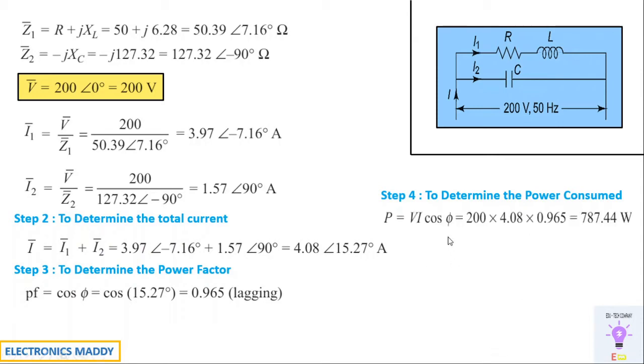So that is the reason why we call it active power, and it is given by the formula VI cos phi. So 200 into 4.08 into 0.965, that is 787.44 watt. Very important conclusion with respect to the power consumed. So we have found all the parameters with respect to the given problem. We'll go into our next example, that is example 2.